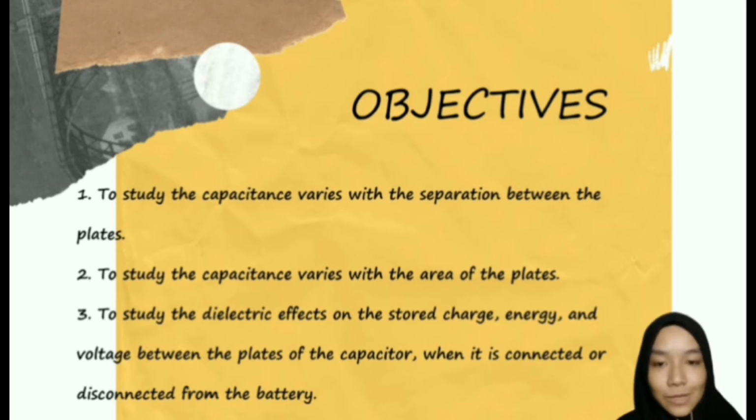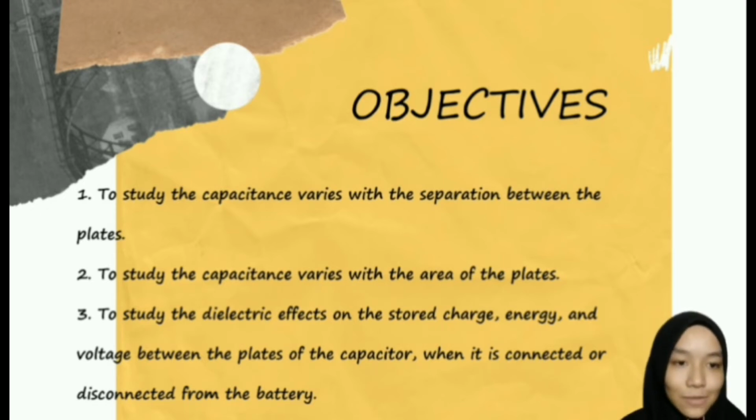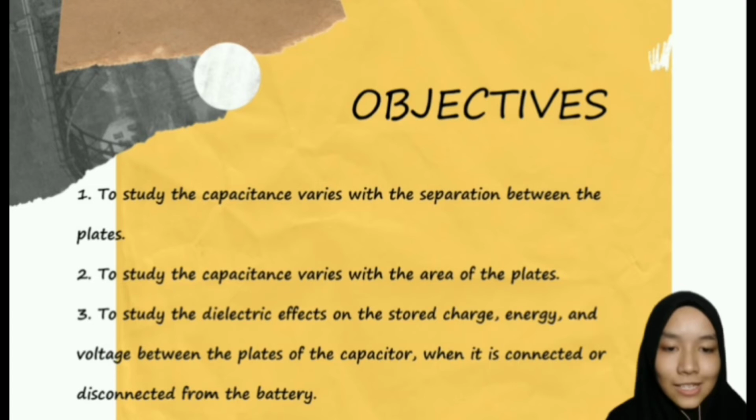The first objective of the experiment is to study the capacitance variance with the separation between the plates. Second, to study the capacitance variance with the area of the plates. And lastly, to study the dielectric effects on the stored charge, energy and voltage between the plates of the capacitor when it is connected or disconnected from the battery.